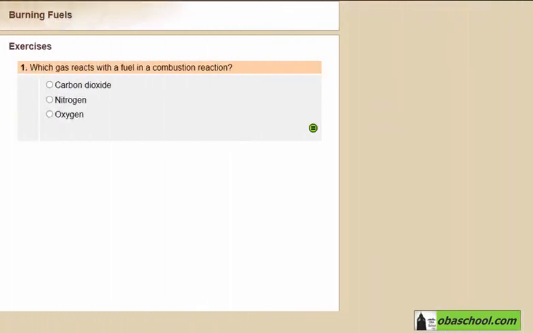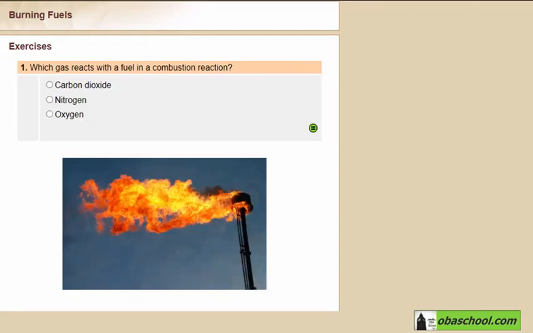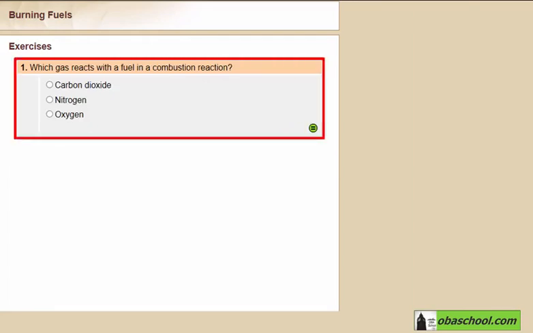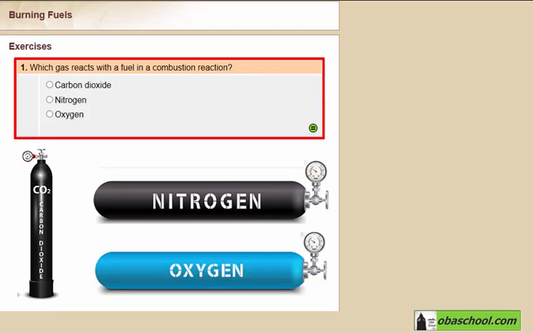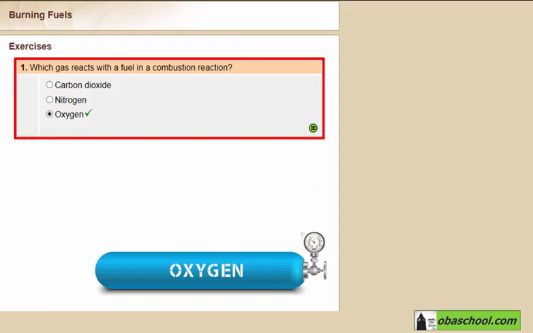In this tutorial, we will solve some exercises about burning fuels, which are mainly alkanes. Which gas reacts with a fuel in a combustion reaction? So which gas of these must be present for a combustion reaction to take place? Carbon dioxide, nitrogen, or oxygen? Yes, you are correct. There must be oxygen gas for any combustion reaction to take place.